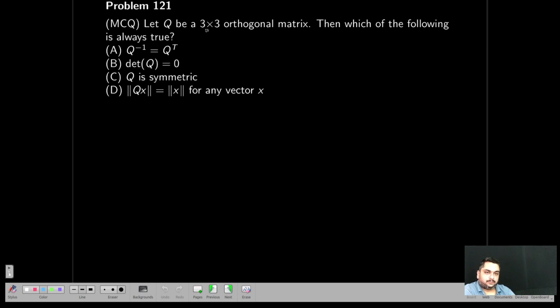Let Q be a 3 cross 3 orthogonal matrix. Already they are declaring it as orthogonal. Which of the following is always true? Q transpose into Q is equal to I, so therefore Q inverse will be Q transpose. So this is true. Determinant of Q is equal to 0.